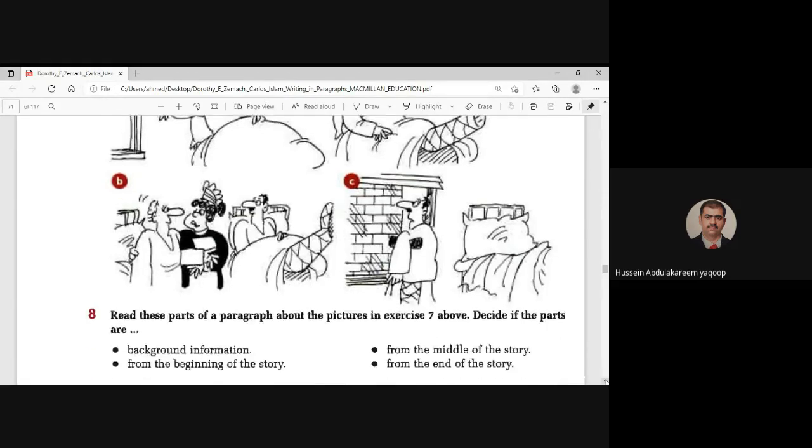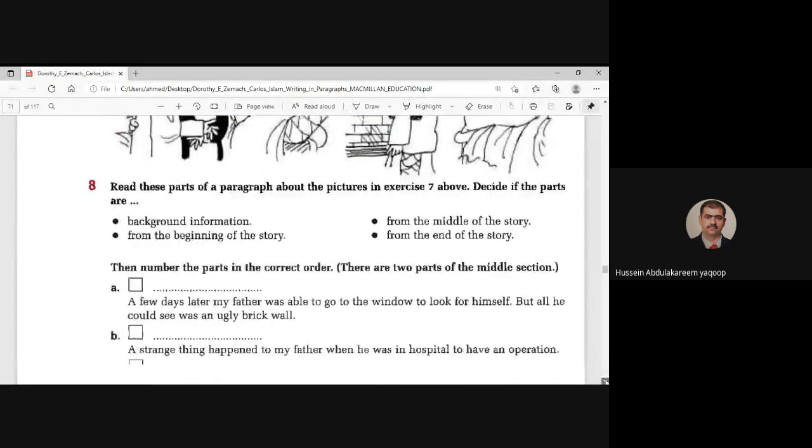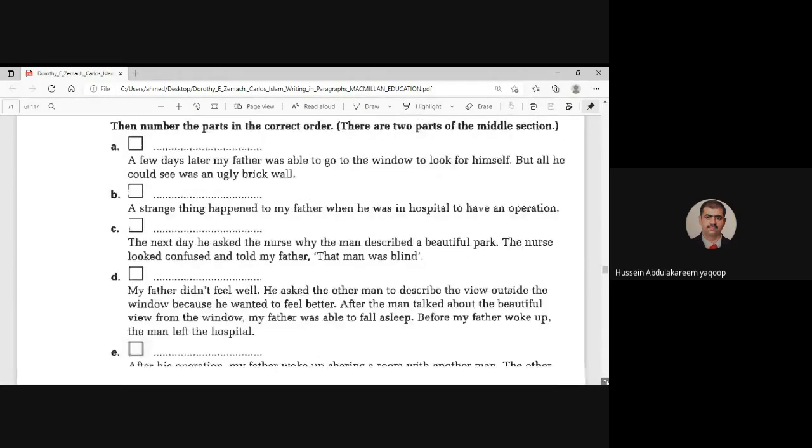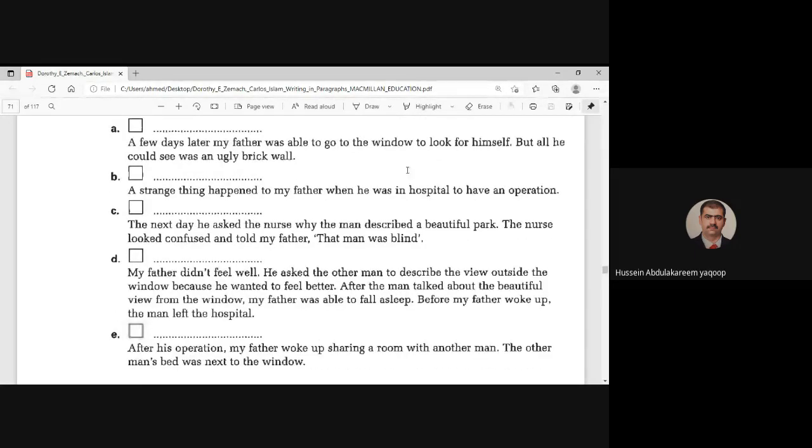I think I have stressed this topic more than once. Well, again, here we have to rearrange the events. We have 1, 2, 3, 4, 5. We have 5 sentences. These can form a paragraph. But what we need is to rearrange them. And we say, for example, A is the background information because it is given in the example below.